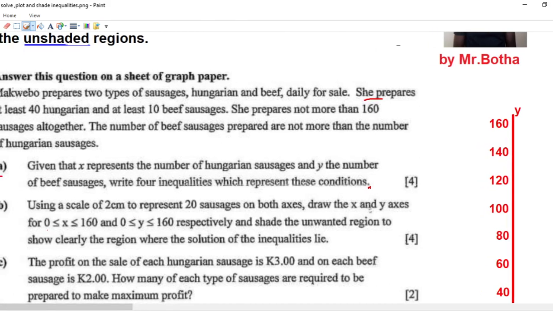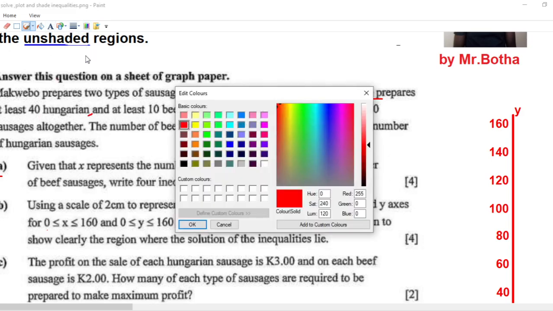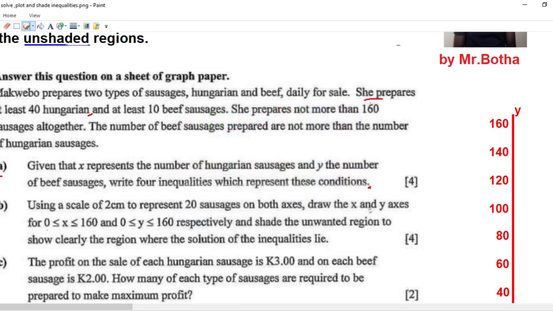Now look at this. Makwebo prepares 2 types of sausages, Hungarian and beef, daily for sale. Now she prepares at least 40 Hungarian. What does this statement mean? Take note of that and form an inequality representing this statement. Let me just change the color. We want the inequality to describe this first statement, that she prepares at least 40 Hungarian. Now what does that mean?